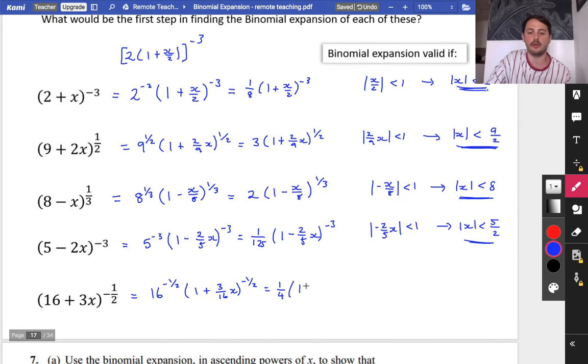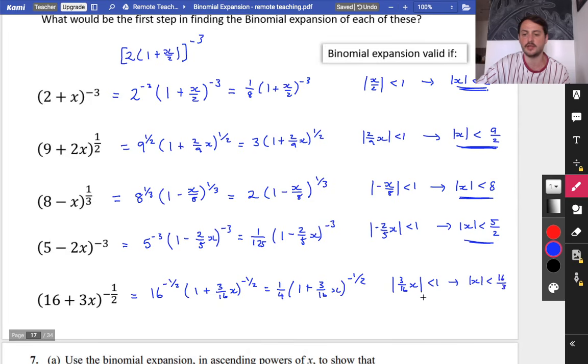A quarter times (1 plus 3 over 16x) to the minus a half. Well, this is only going to be valid if 3 over 16x is less than 1. So in other words, x is less than 16 over 3, where you've multiplied by 16 and divided by 3. So it's the same as before, but it's this first stage of pulling out the number to make them all have a 1 here and just doing it with the correct power.